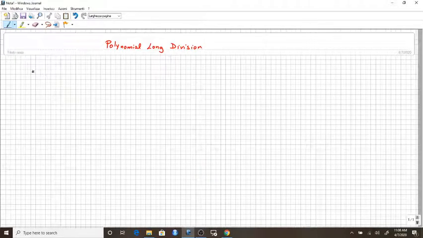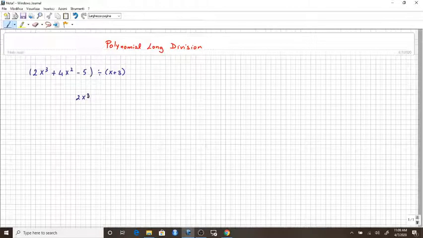Okay, here is a first example. We want to divide 2x cubed plus 4x squared minus 5 by x plus 3. So as I asked you in the previous lecture, make sure you work these problems by yourself first, and then you check with me. Okay, so what we do is we write the dividend on the right hand side.